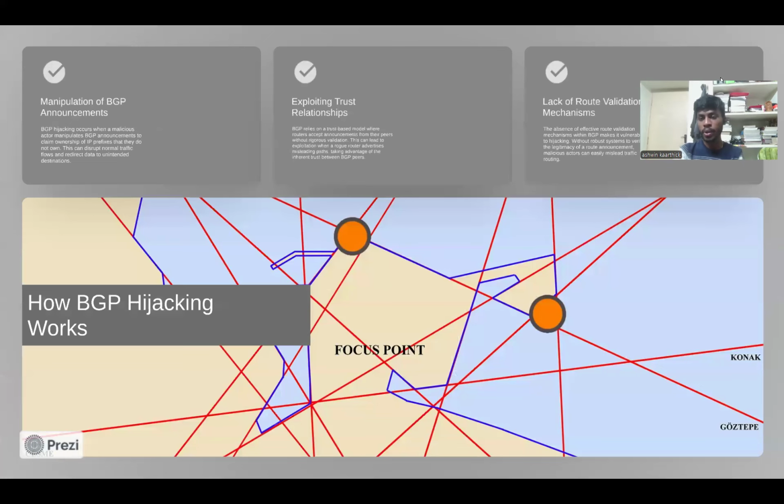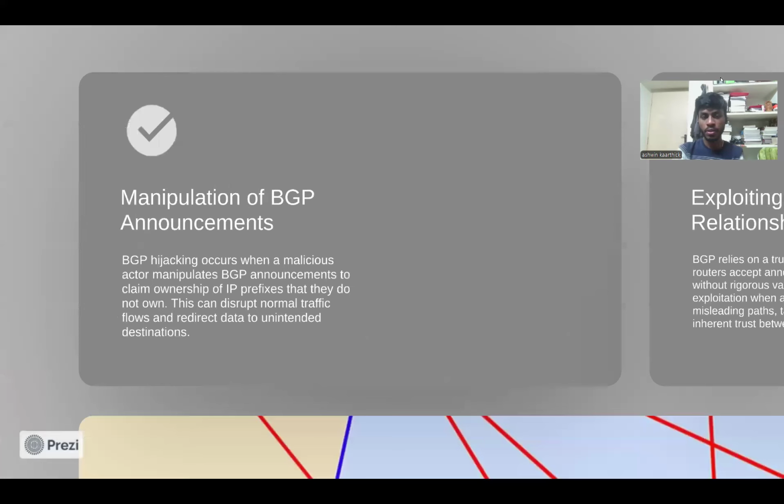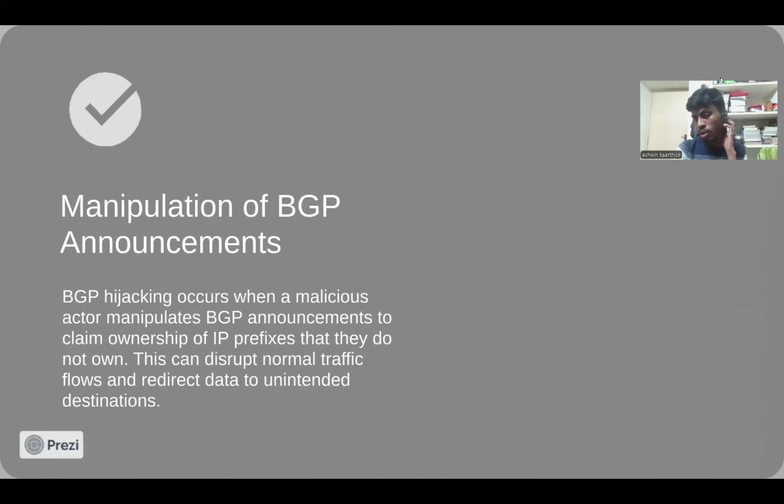So, how does BGP hijacking work? Manipulation of BGP announcements is the first step of the hijacking. It is when a malicious actor manipulates the protocol announcement to claim ownership of the IP prefixes that they do not actually own. This can disrupt the normal traffic flows and redirect the data to unintended destinations.